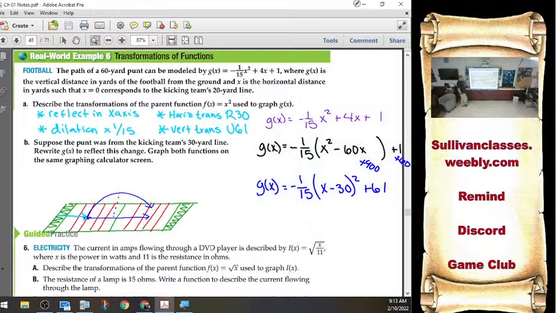Part B, suppose the punt was from the kicking team's 30-yard line. So if that yellow equation right now is kicking from the 20-yard line, because it's 30 yards away from the end of the field, what's going to change to be at the 30-yard line? The H is going to change 10 more yards downfield. No, 10 yards down that way, not up. That's it.